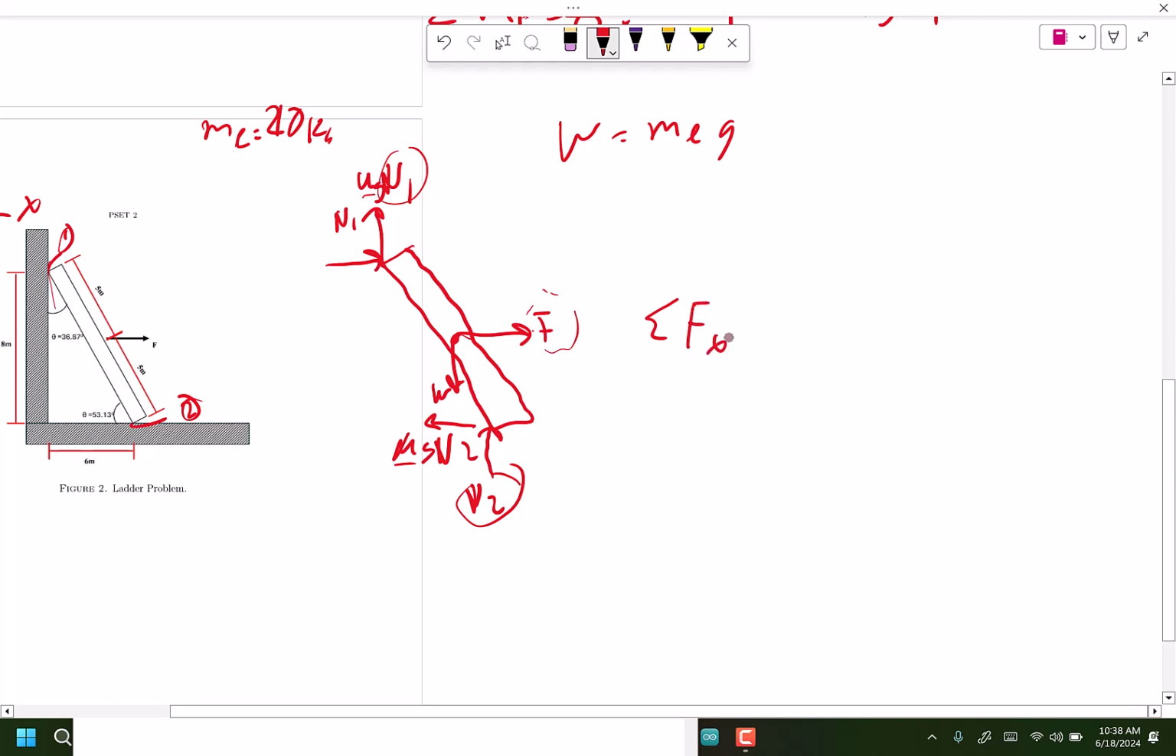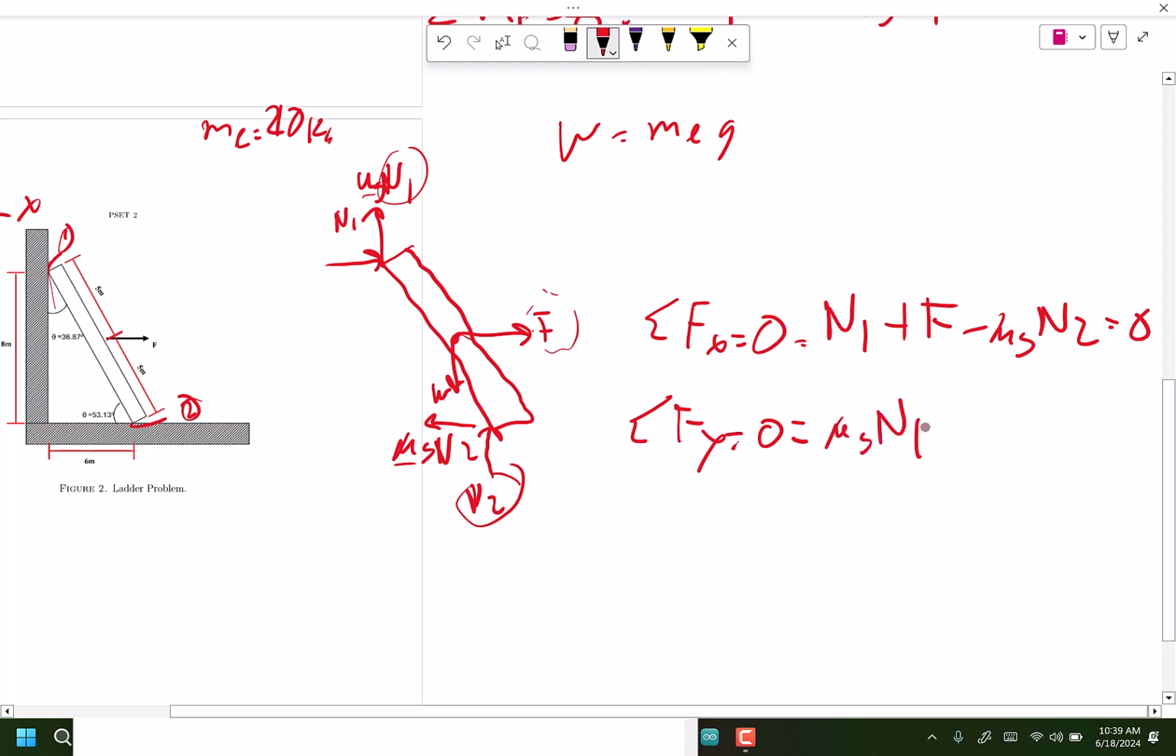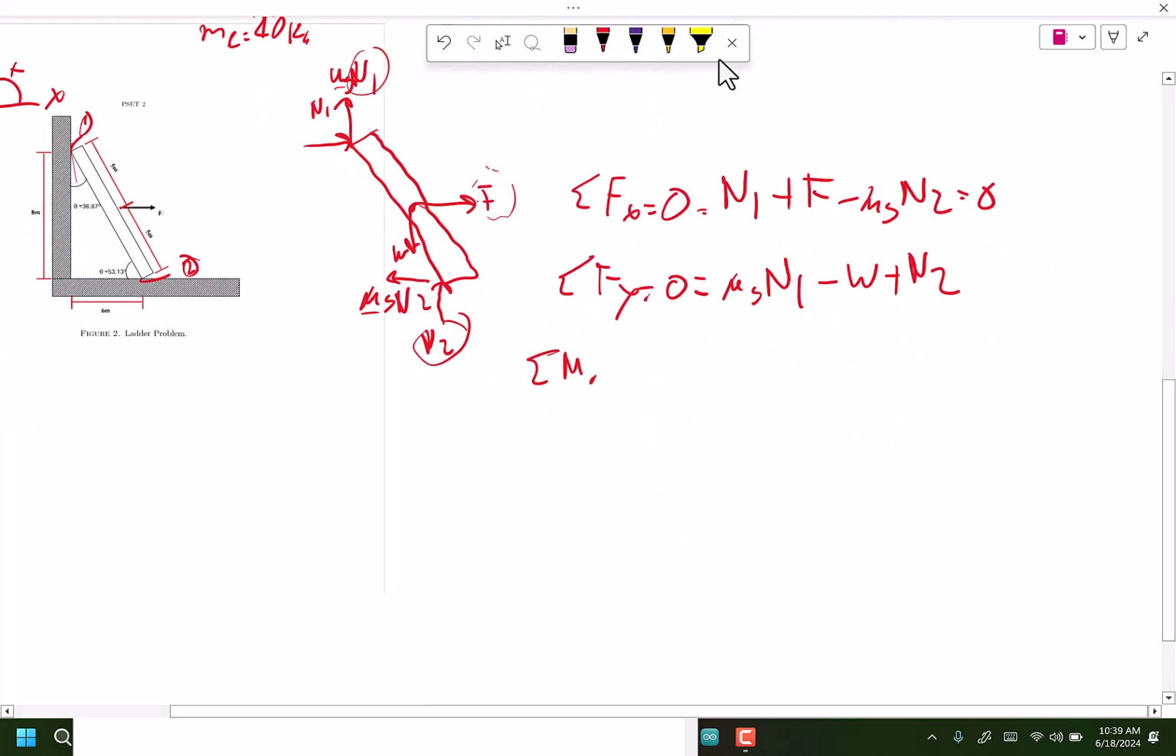So the sum of the forces in the x equals 0, which is N1 plus force minus mu s N2, set equal to 0. Sum of the forces in the y equals 0, which is mu s N1, minus weight, plus N2. I believe that's it. Yes, it is. And I'm going to do the sum of the moments. This is going to be the difficult equation to write.